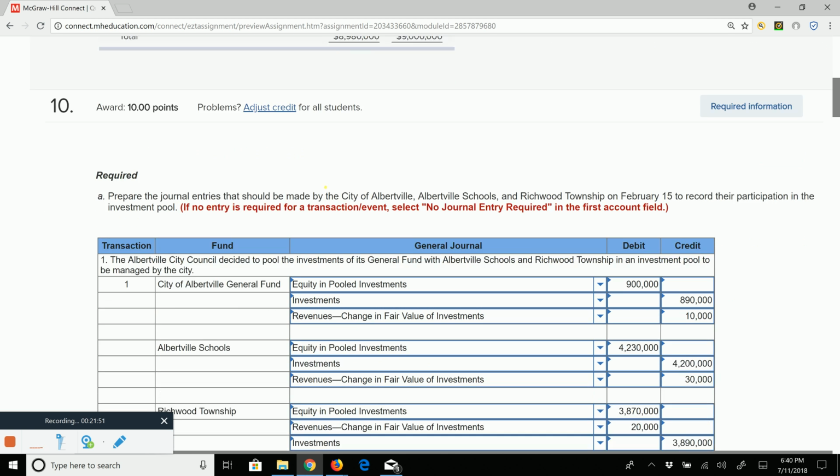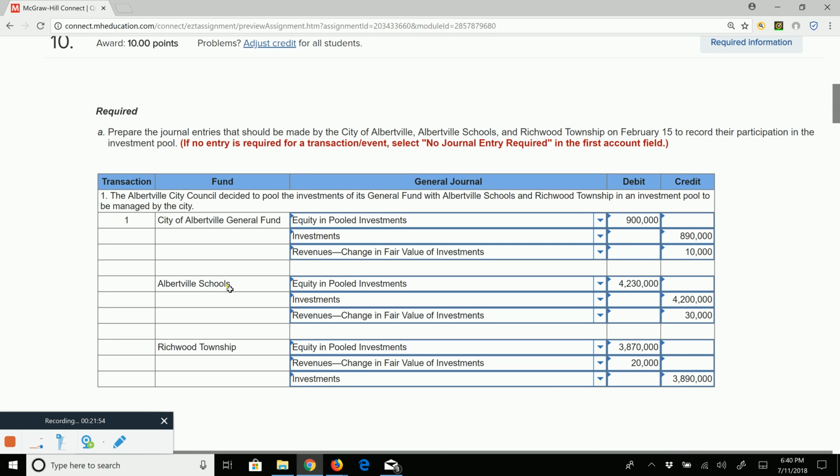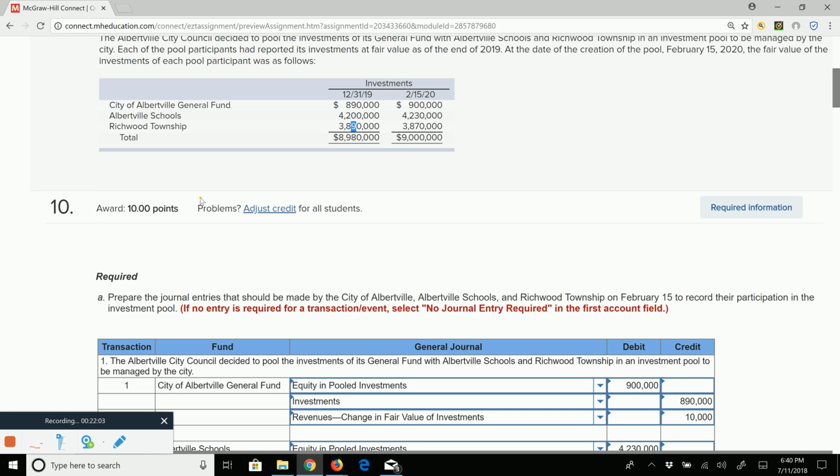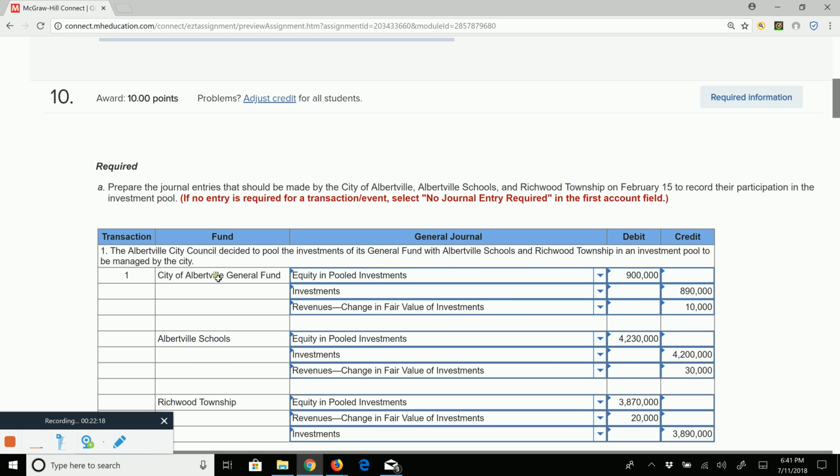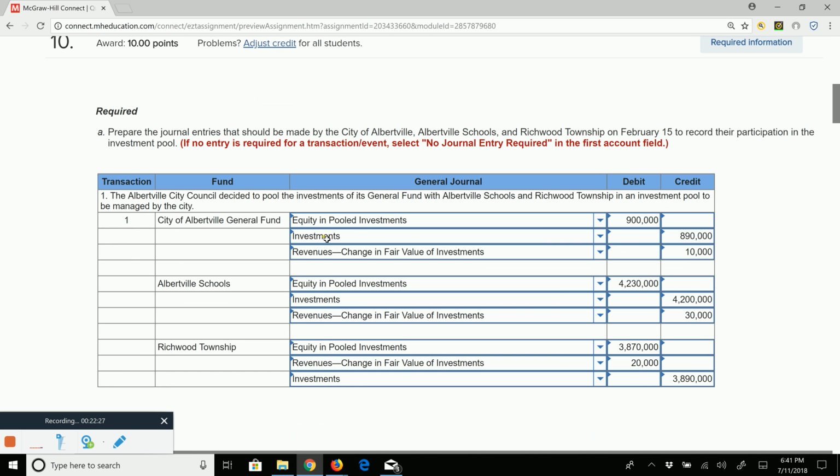All right, so now the journal entries we're going to record in the three participating governments on February 15th, the day they decided to create the pool. Let's take the city of Albertville as an example. $900,000 is the amount of money they are going to transfer out of their personal investment account into the pool. The city is going to get rid of their investment asset and create a new asset called equity in pooled investments. You can see the value is $900,000.